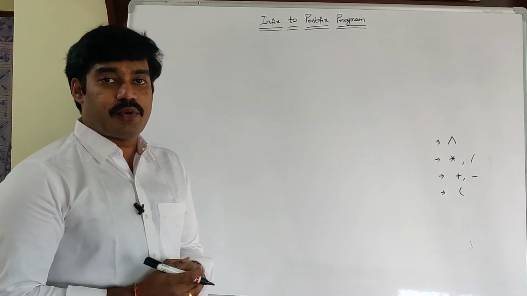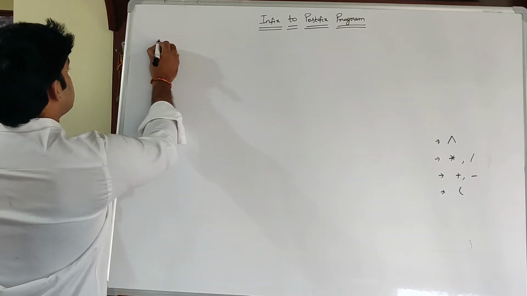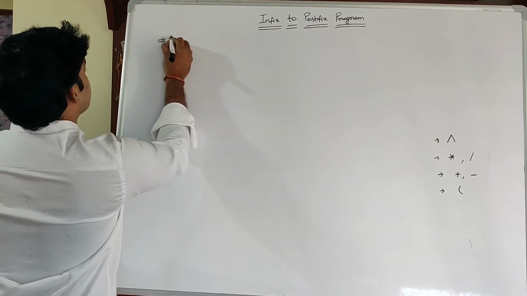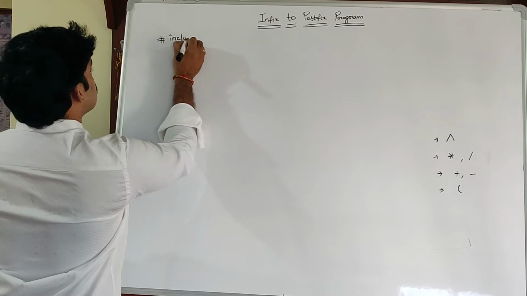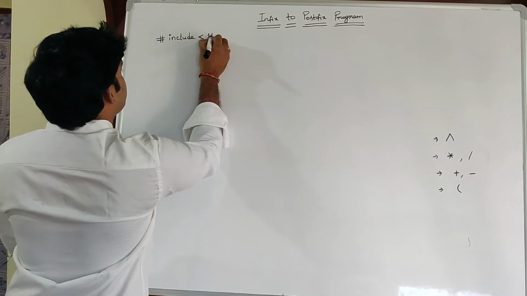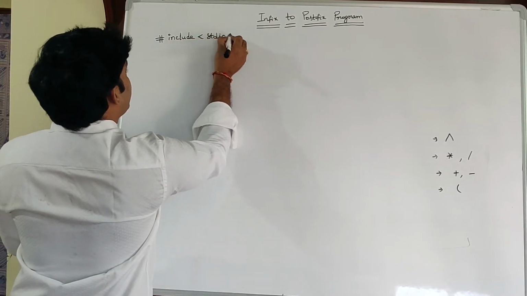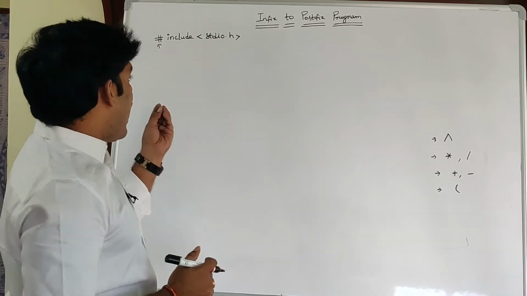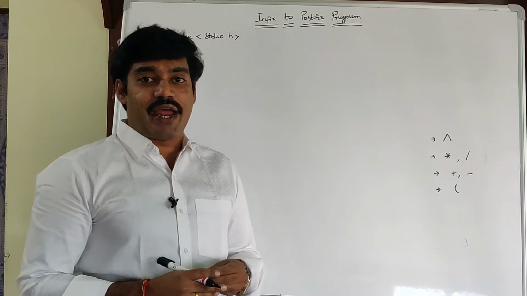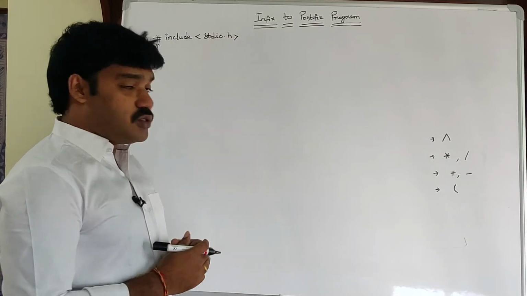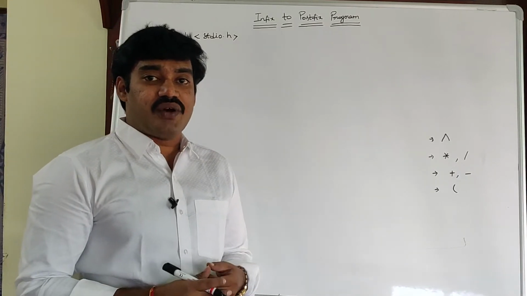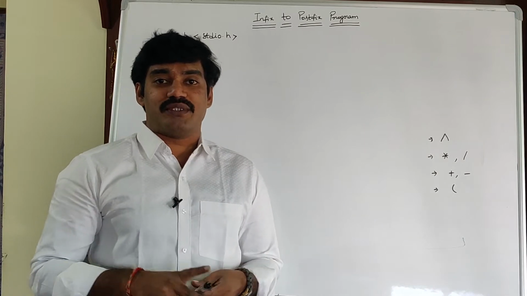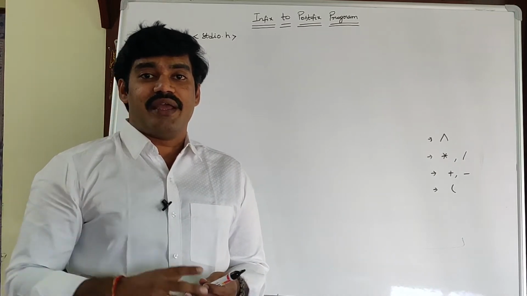The first line of the program is #include <stdio.h>. Anything which starts with a hash is known as a preprocessor directive. I am including standard input output header file. Why? Because I am using printf function and scanf function in my program. For that particular purpose, I have to include the corresponding header file.